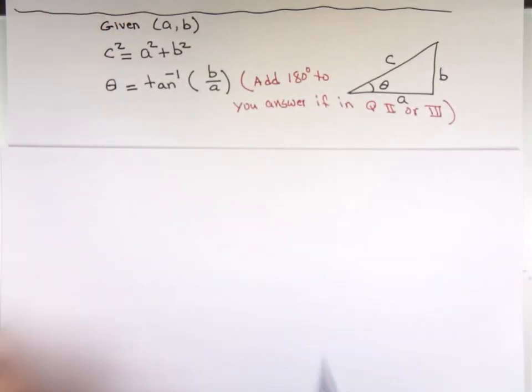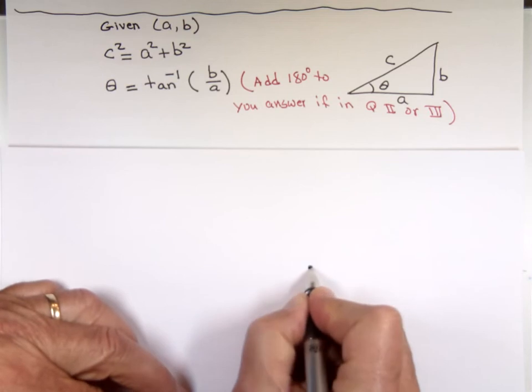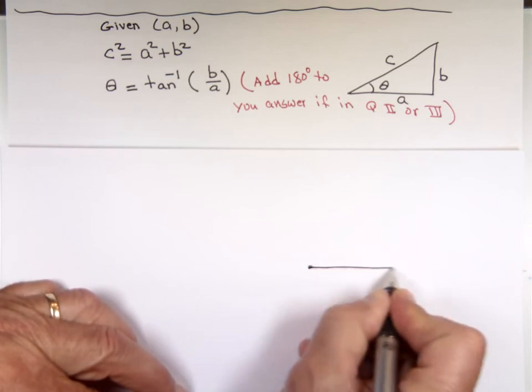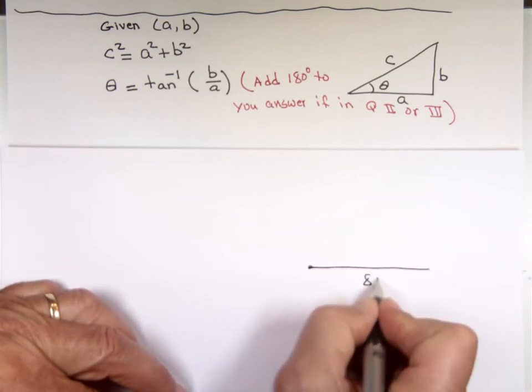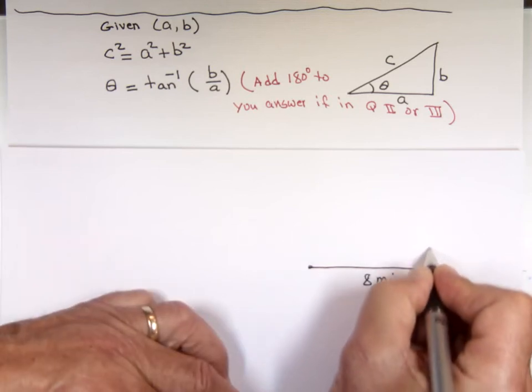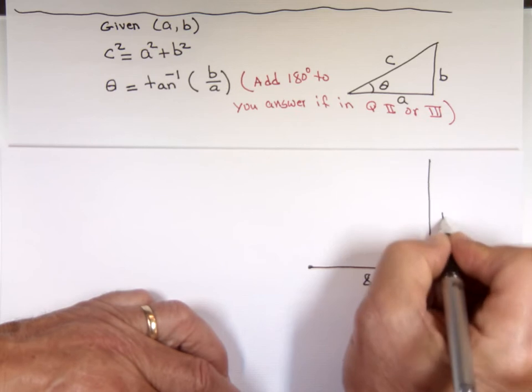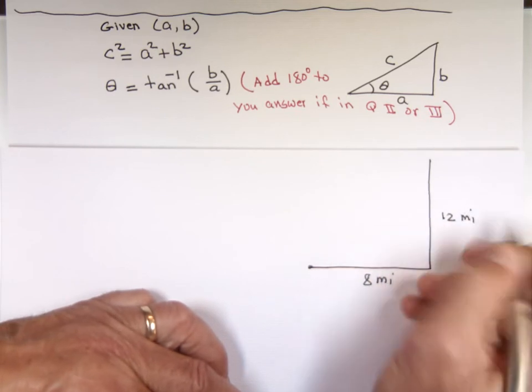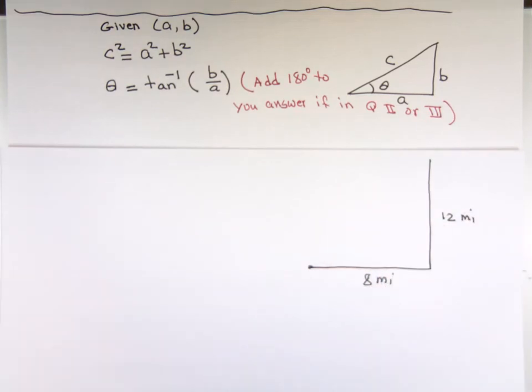So, I just found this place. I'm going to go to Mount Tom. I'm going to go 8 miles this way. Then there's a road that goes straight up. I'm going to go 12 miles this way. They're hiking. 20-mile hike.